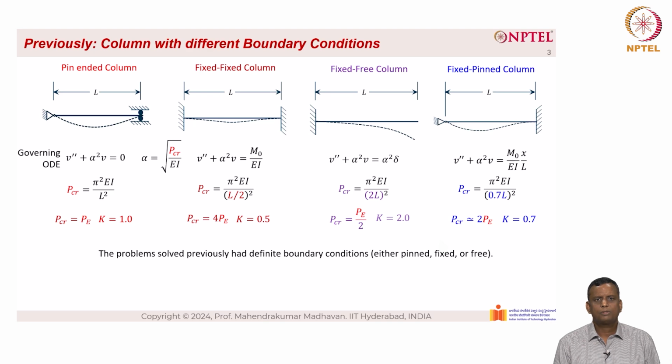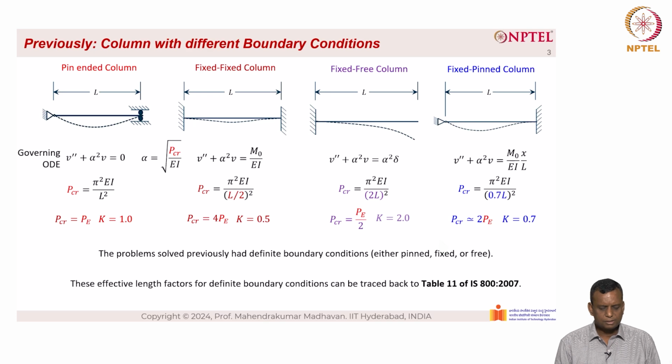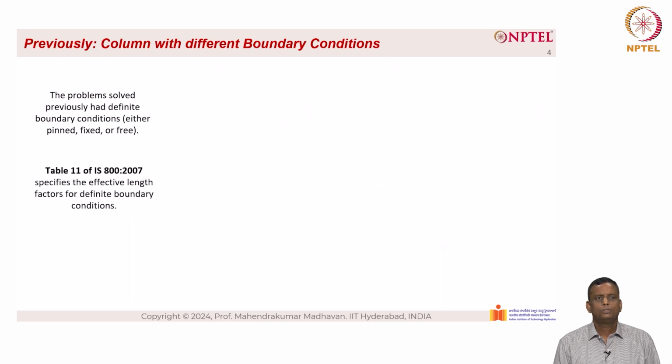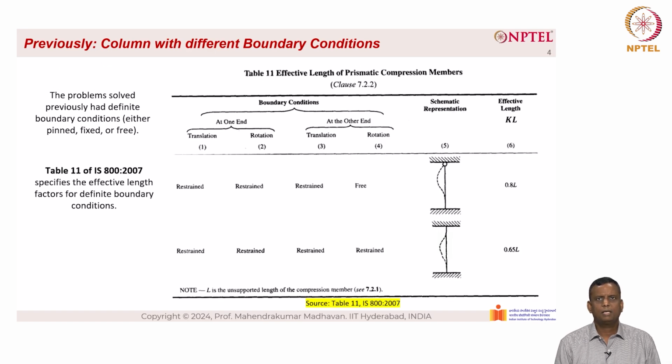So the problems solved previously had definite boundary conditions, either pinned, fixed or free. These effective length factors for definite boundary conditions can be traced back to Table 11 of IS 800-2007. If you look at Table 11 of IS 800-2007, it specifies the effective length factors for definite boundary conditions. So this is Table 11, which gives you the effective length factor for prismatic compression members.